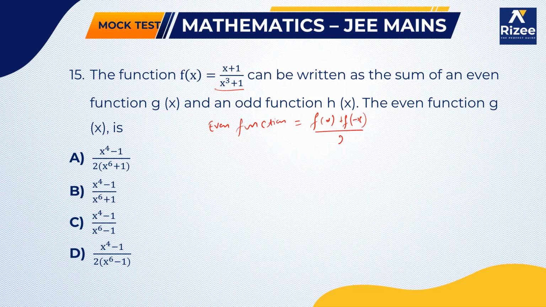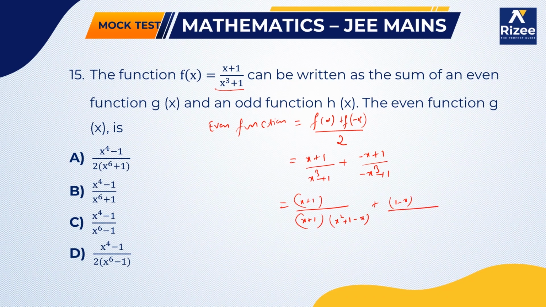Substitute f of x equals x plus 1 by x cubed plus 1, plus f of minus x, which is 1 minus x by minus x cubed plus 1. This is in the form of a cubed plus b cubed, so x plus 1 by x plus 1. The formula a cubed plus b cubed is a plus b into a squared plus b squared minus ab. The other is in the form a cubed minus b cubed, 1 minus x by 1 minus x into a minus b into a squared plus b squared plus ab. So this gets cancelled, and this one also gets cancelled.